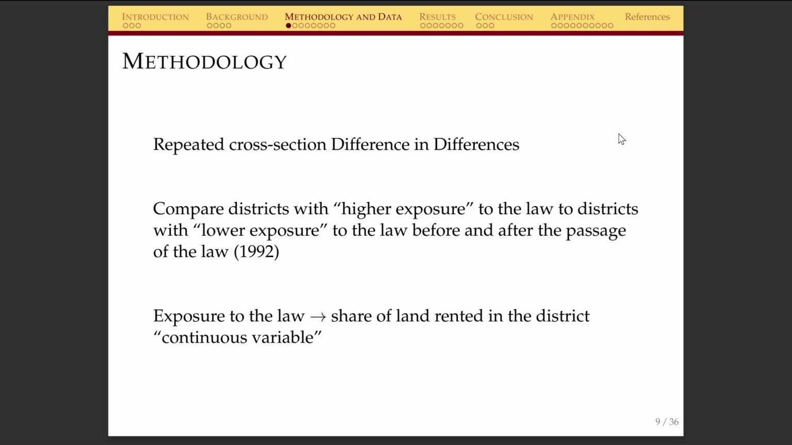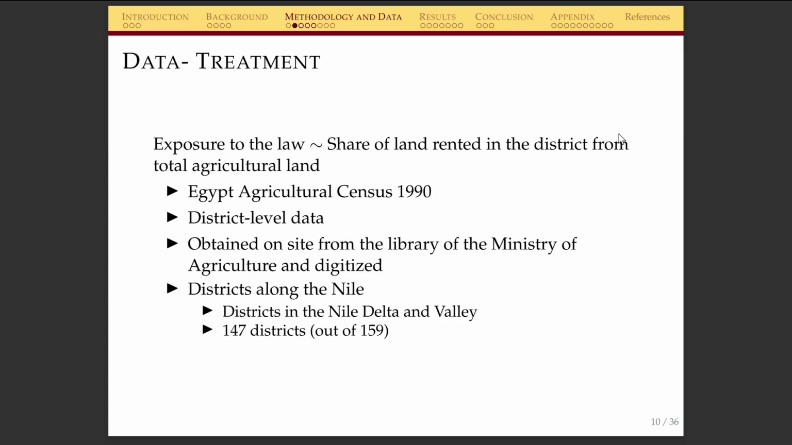How I approach all this: I use a repeated cross-section, difference-in-differences. I don't have a panel, so, as I said, I compared districts with higher exposure to the law to districts with lower exposure to the law. Exposure to the law is measured by the share of land rented in the district. This is data coming from the Egypt agricultural census in 1990, so the last census before the passage of the law.